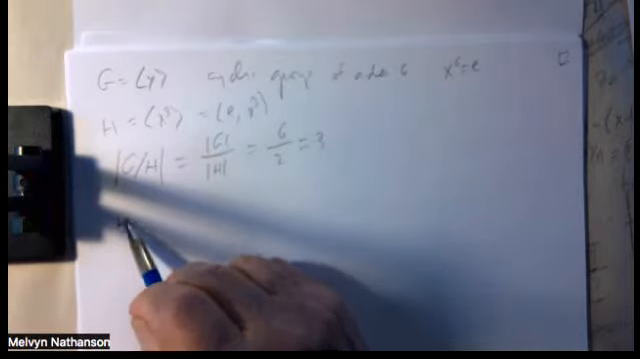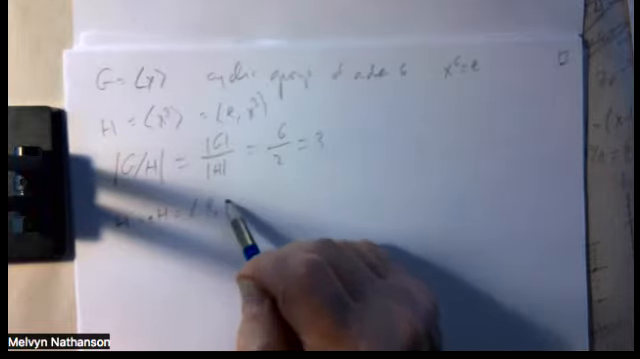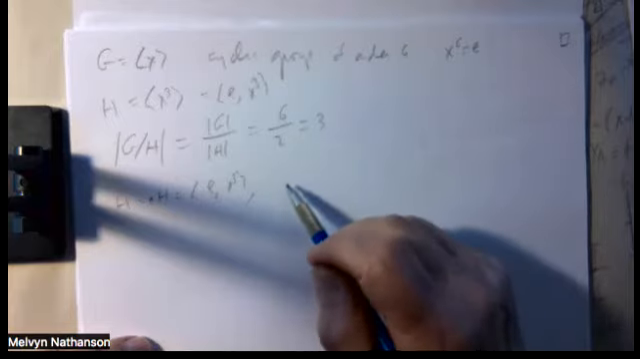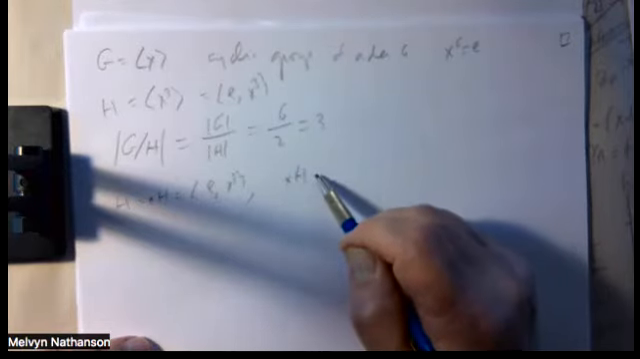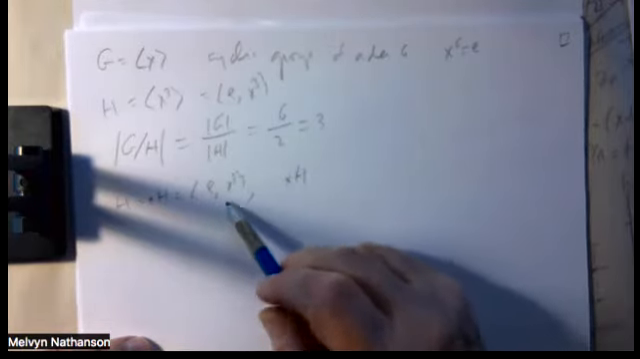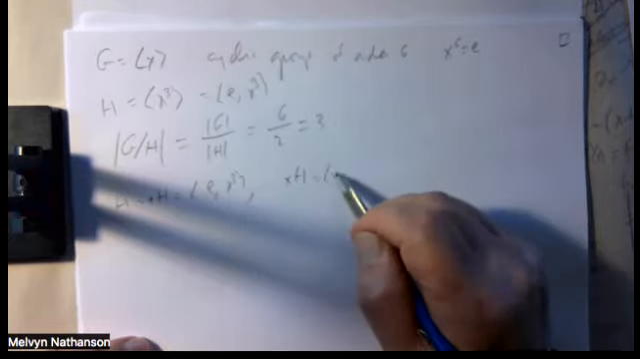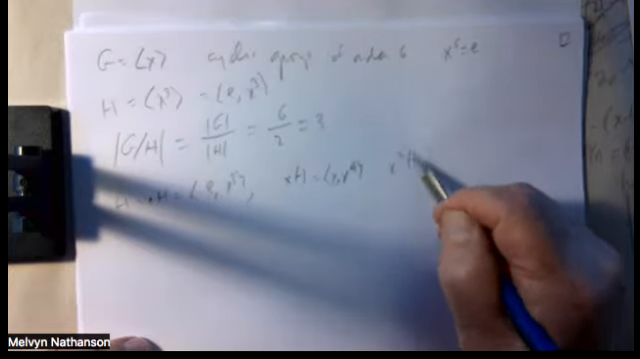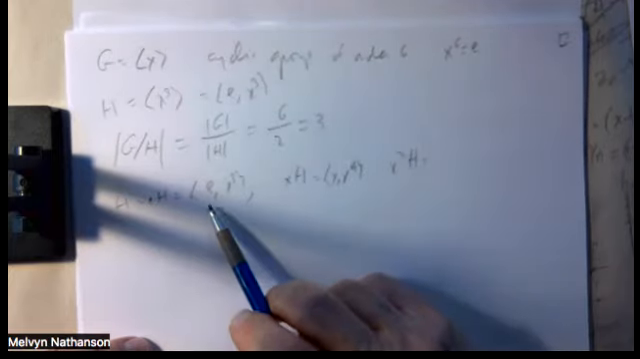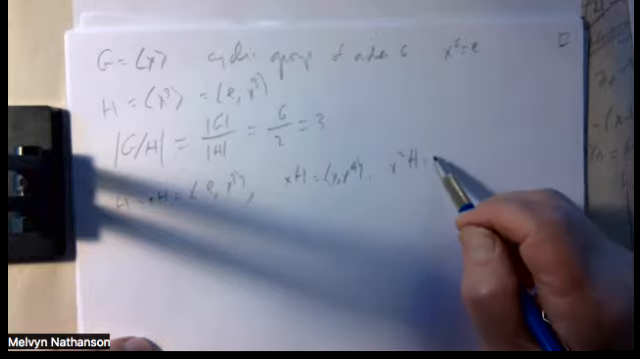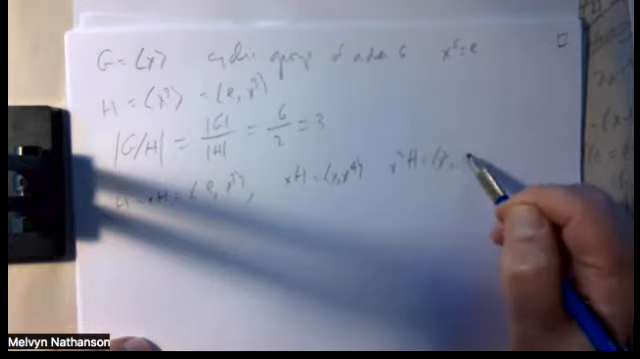So let's see, what are some of the elements? I have, first of all, H, or eH, which is e and x cubed. If I take the left coset xH, I multiply everything in here by x. So I get x and x to the 4th. If I take the coset x squared H, I multiply everything in H by x squared. So I get x squared and x to the 5th.